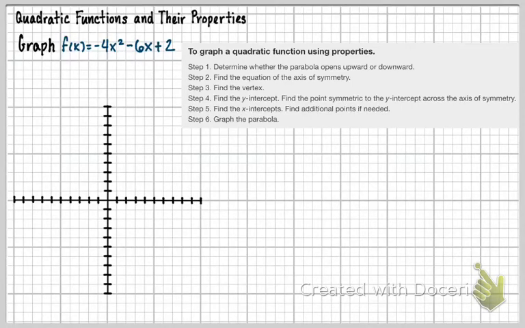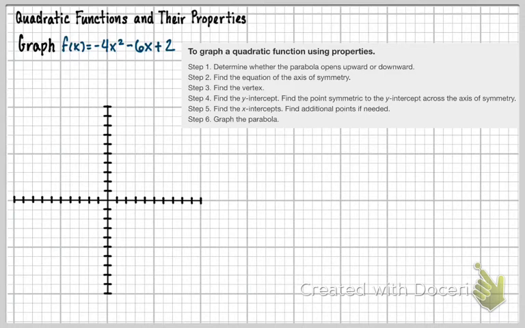Now with this problem, we're going to run through 5 steps to graph this parabola. The first step says determine whether the parabola opens upward or downward. Again, this is in graphing parabolas, or graphing quadratic functions. So we're going to determine if it opens up or down, and if you didn't know, the way you tell is by a.